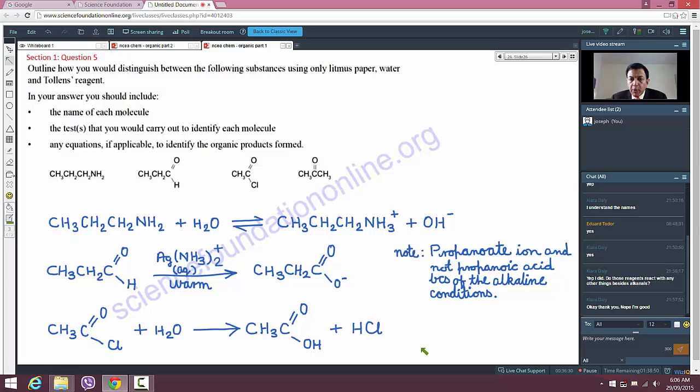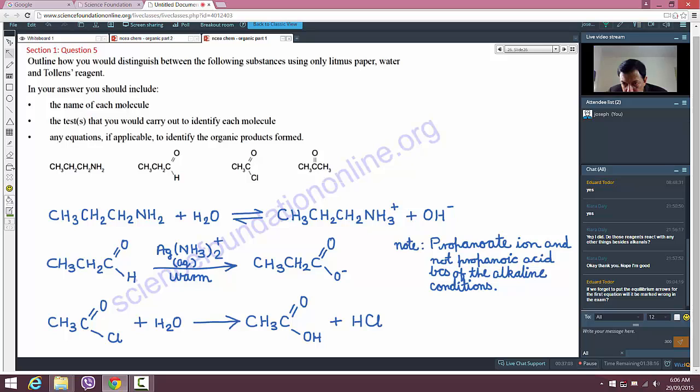Okay, any question about any of those? You can either type it through or I can give you the microphone to ask the question. If we forget to put the equilibrium arrows for the first equation, will it be marked wrong in the exam? Good question. Yes, you will lose marks. You won't get the full mark for that.